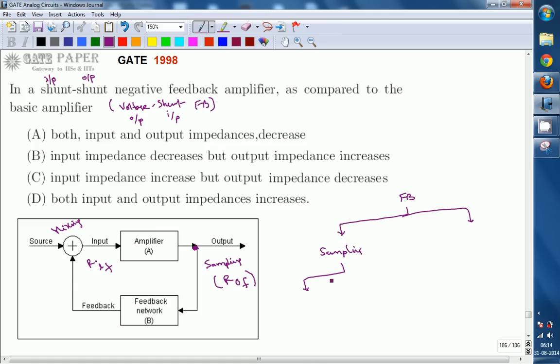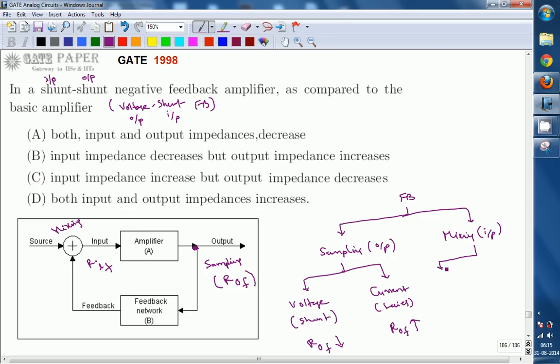The sampling may be either voltage sampling, which is also called shunt sampling, or current sampling, which is also called series sampling. This is related to the output side. Remember this: whenever it is voltage sampling, R0F gets reduced. If it is current sampling, R0F gets increased.